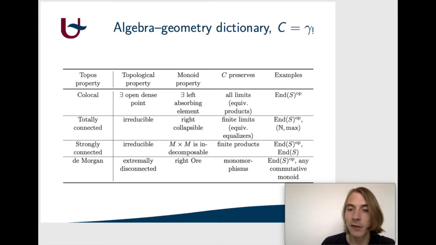We can look at some weaker properties as well. For example, if C preserves finite limits, then we say that the topos is totally connected. And for sober topological spaces, this corresponds to being irreducible. For example, the spectrum of a commutative ring without zero divisors. And we found that for monoids, this corresponds to the property of being right collapsible.